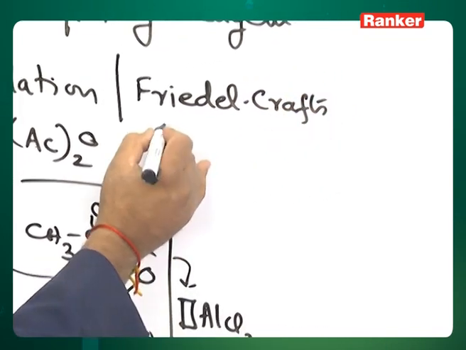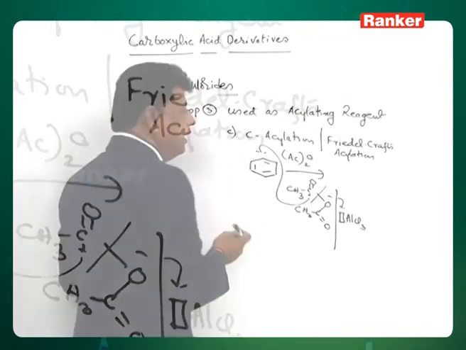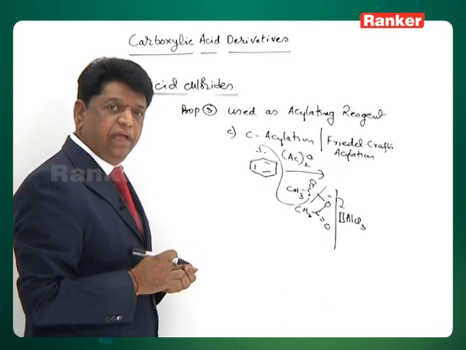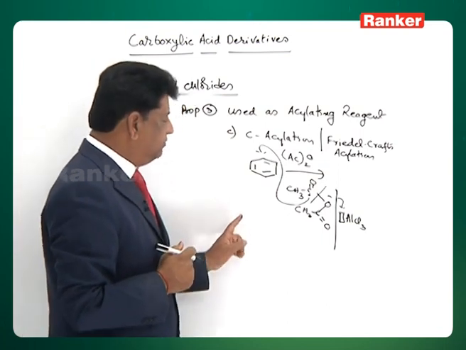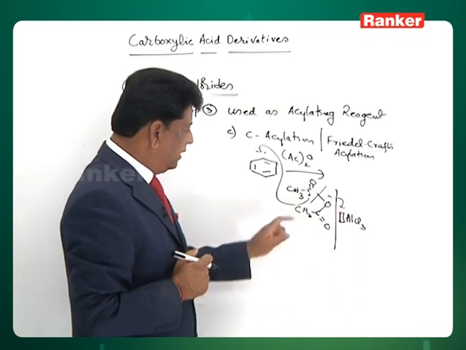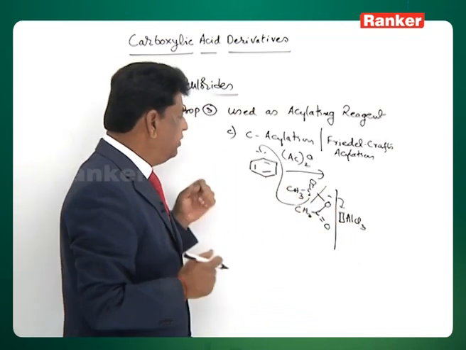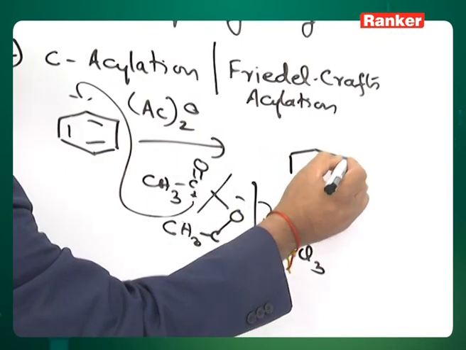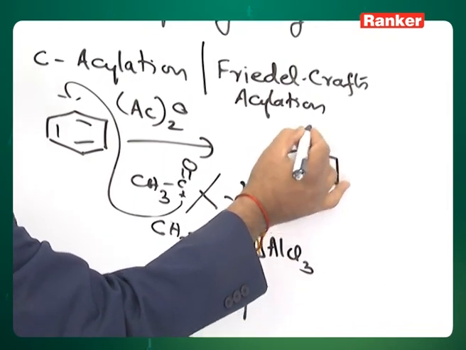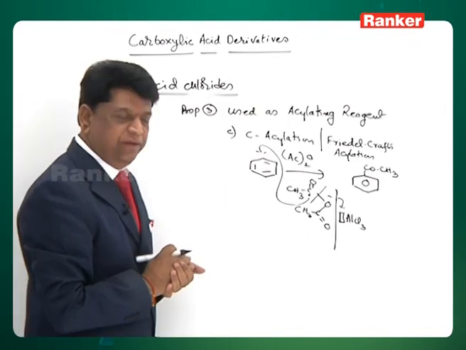Friedel-Crafts acylation. If RX is used, R comes in, and that is called Friedel-Crafts alkylation. See the mechanism once again. Any Lewis acid, if you use, holds the anion part, and this electrophile is introduced in the place of hydrogen. So, you will get acetylated benzene, that is acetophenone, a ketone is formed.